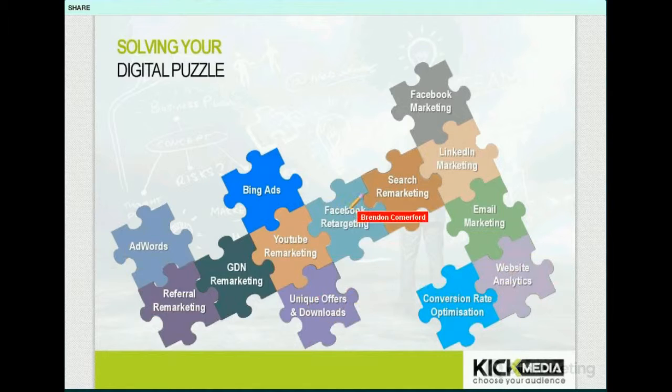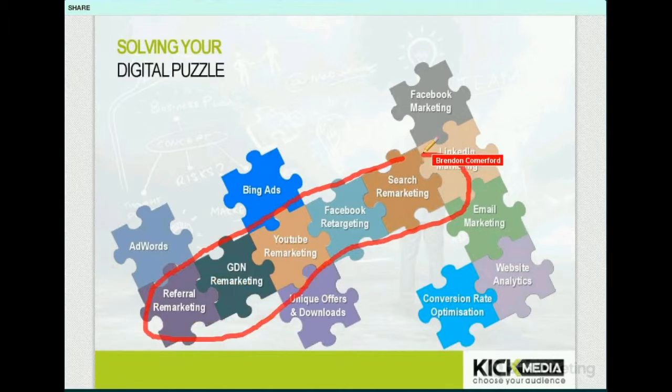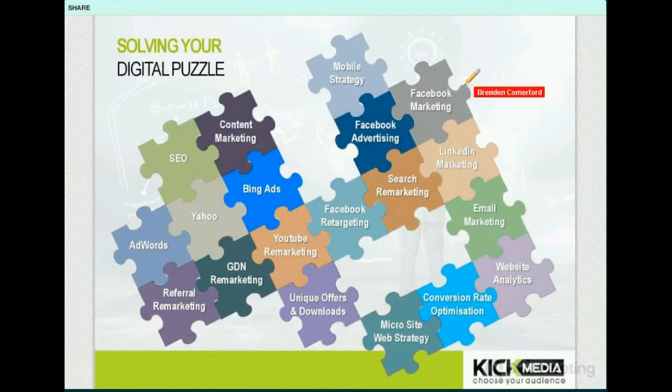CRO definitely, unique offers and downloads definitely, all the forms of remarketing absolutely. Have a 3-month goal to have that in place. Bing, AdWords, that's a good starting point for a good 3-month goal, in my opinion. Then this may be a goal for 6 months or 12 months. So obviously then starting to plug in SEO, having Bing in the mix as well, Yahoo, which is the search partner network.